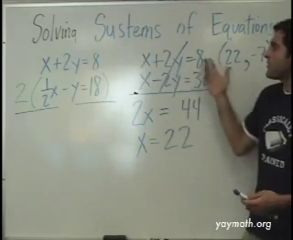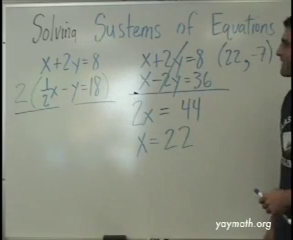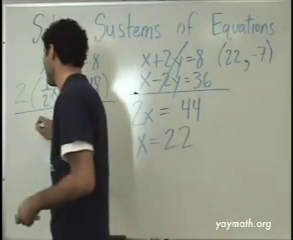Okay, so x is 22. Now we plug in, right? Which one do you want to plug into? The top one. That one. 22 plus 2y. Okay, that one, yeah.